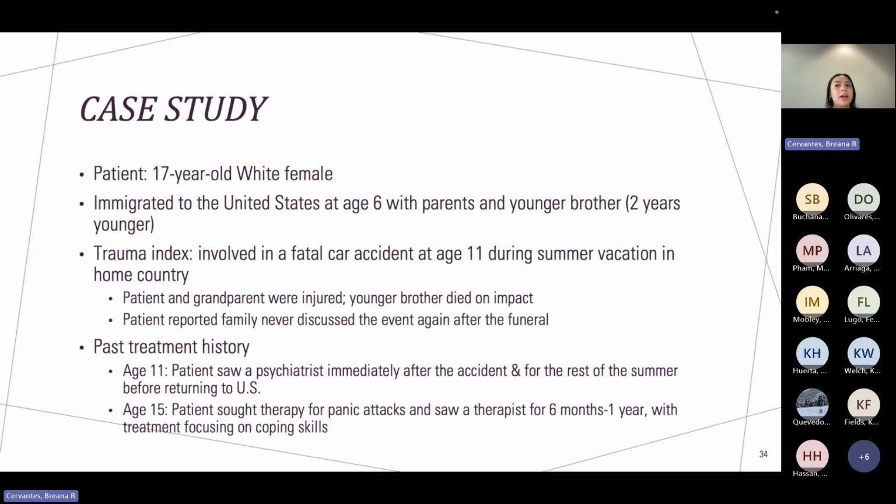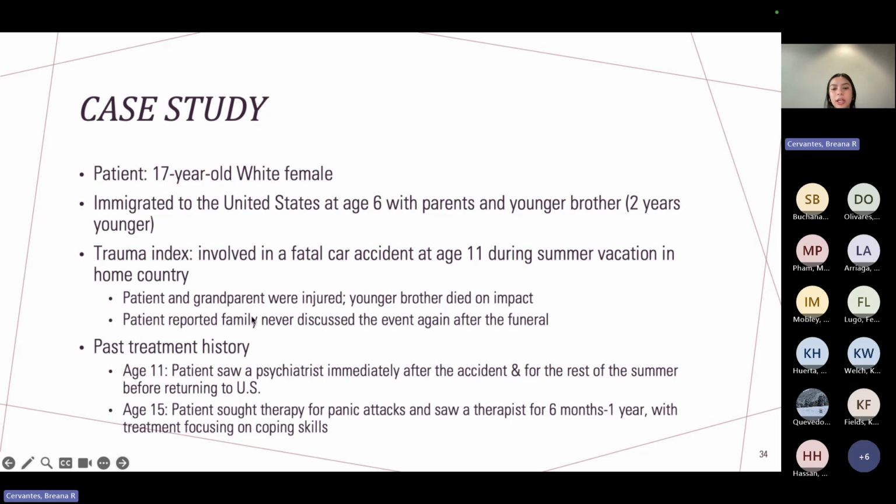As far as the trauma index that I was aware of when she came into therapy to see me, it was a fatal car accident that happened when she was around age 11, during a summer vacation when she returned to her home country. In that accident were her little brother and her grandfather. The little brother died on impact. The grandpa and my client were injured, not terribly, but they needed to be hospitalized. I think there were clearly some concerns about bodily injury.